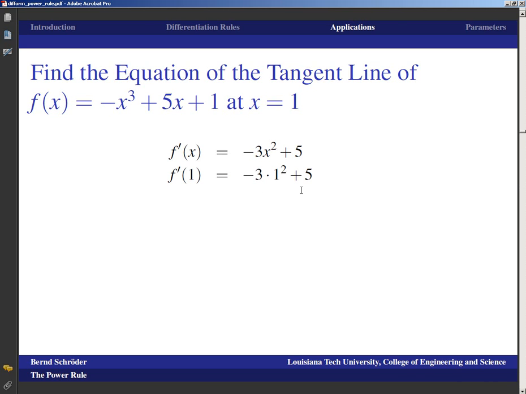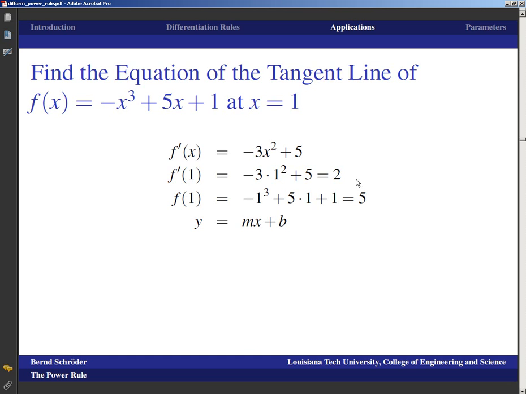Well, that's negative 3 times 1 squared plus 5, that's just 2. You also need the point. Well, f of 1 is negative 1 cubed plus 5 times 1 plus 1, so that should be 5, right? And now remember that the equation of a straight line is always y equals mx plus b.